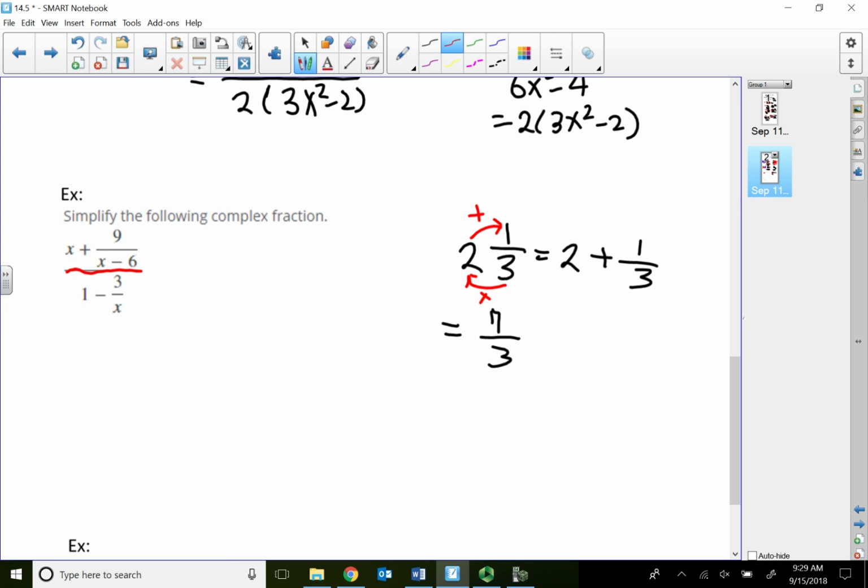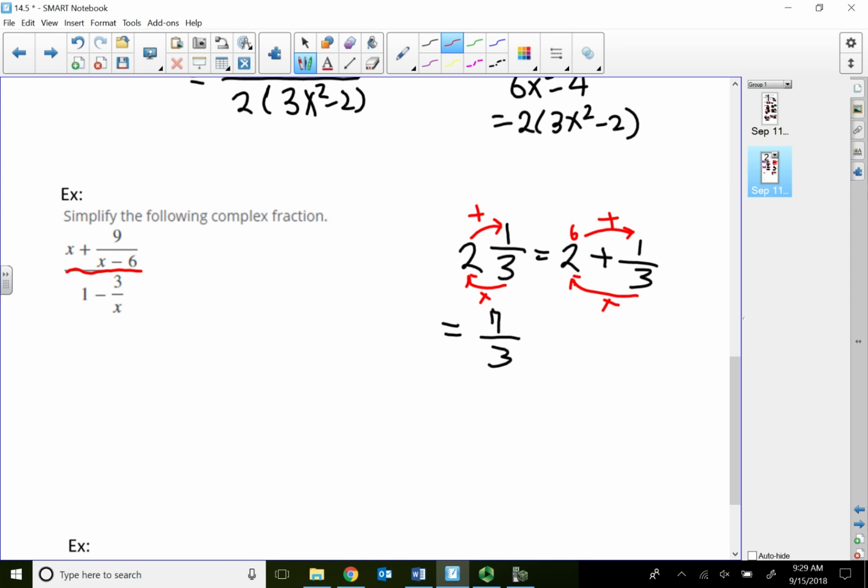So whenever we are combining a whole number with a fraction, we can actually use the same trick as converting to an improper fraction. If you take 3 times 2, which is 6, then add on to the numerator, I still end up with 7/3. Okay? So whenever we combine a whole number with a fraction, we can use that same trick like we did with converting a mixed number to an improper fraction.